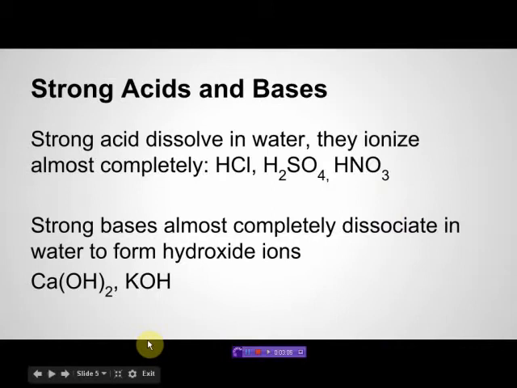Strong bases do almost the same thing, except they do it on the other end of the scale. They almost completely dissociate in water to form hydroxide ions. Calcium hydroxide and potassium hydroxide would be two examples. Almost every single one of these ionic compounds we put in dissociates to form a hydroxide ion.